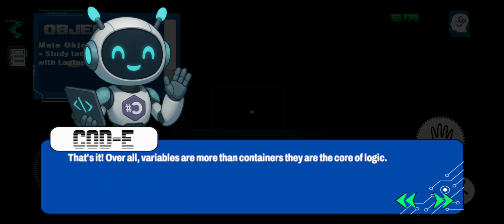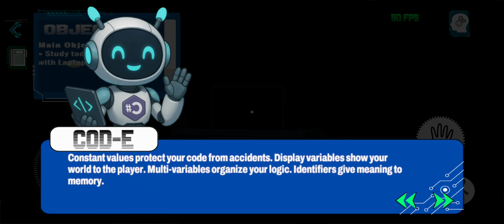That's it. Overall, variables are more than containers. They are the core of logic. Constant values protect your code from accidents. Display variables show your world to the player. Multi-variables organize your logic. Identifiers give meaning to memory.